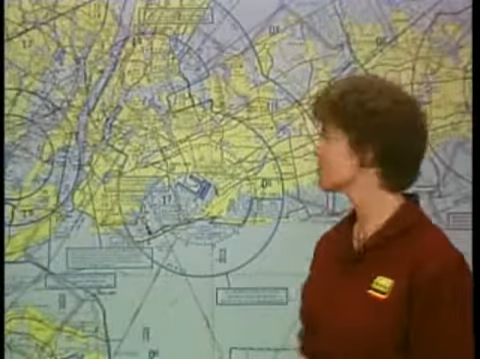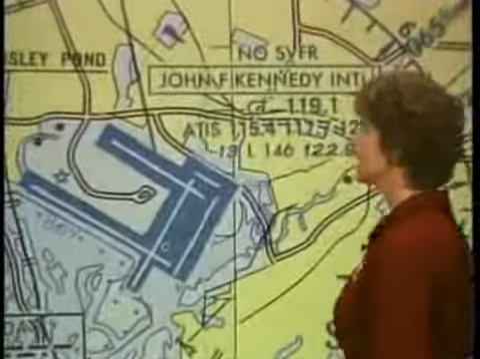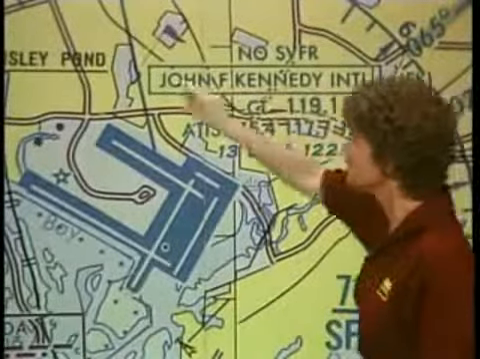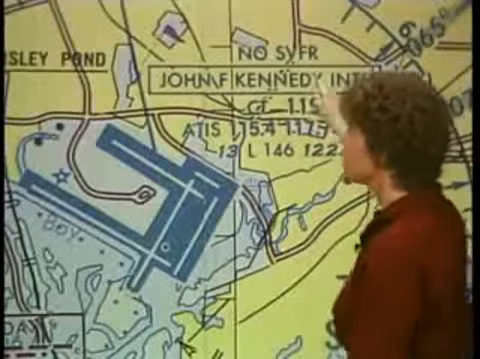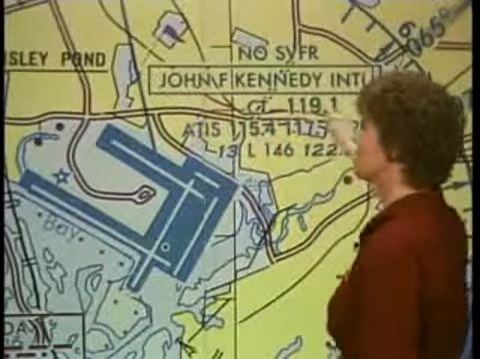Let's take a look now at the New York terminal area chart and zero in on Kennedy Airport, JFK Airport. And when you take a look at the airport information, the name, John F. Kennedy International Airport, you'll notice has a box around it. Now, the box around an airport name means that it is what's known as a Part 93 airport, which means there's some sort of regulatory requirement having to do with that airport.